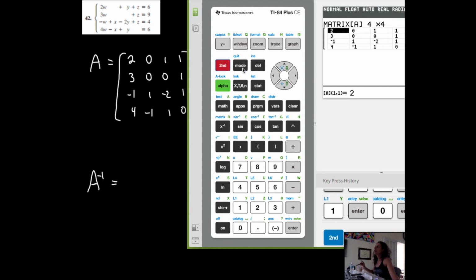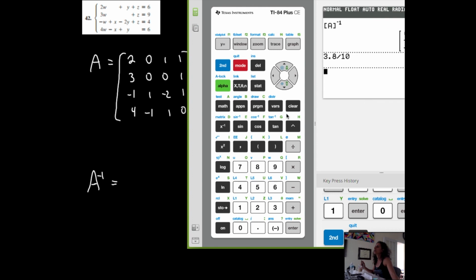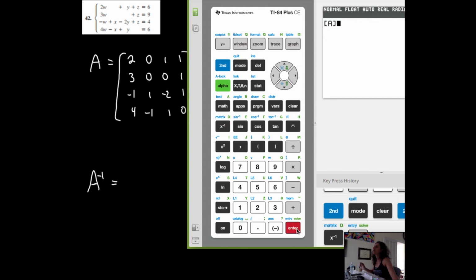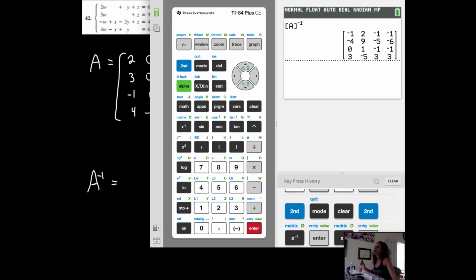So let's go back, second mode, to my home screen. Let's just clear that out. And I want the inverse of matrix A. So let's go back into matrix to pull up matrix A, which is a 4 by 4 matrix, and then tell it I want the inverse of that. So this represents inverse. And then enter. And I have my inverse, right? So let's write that down.